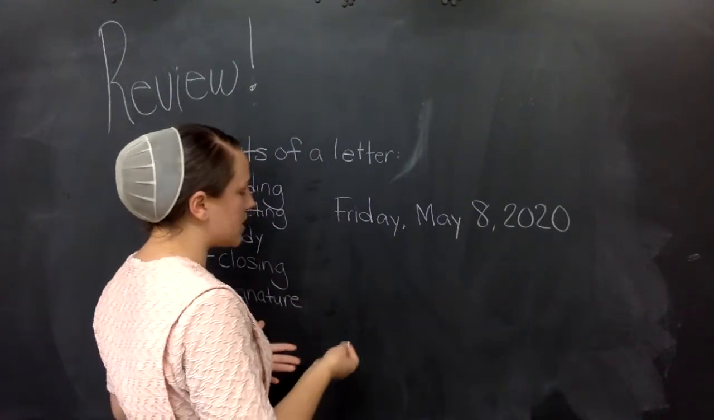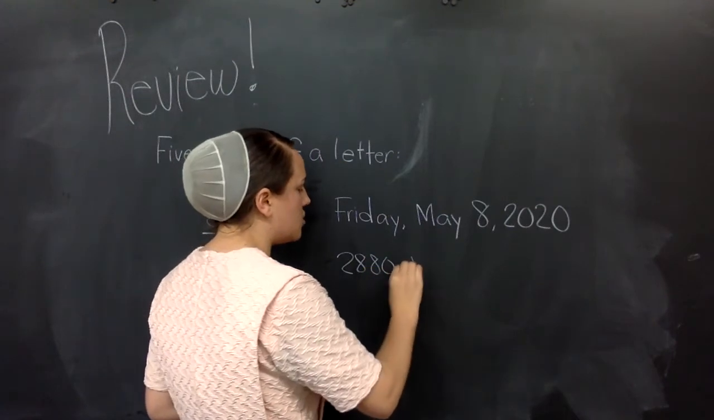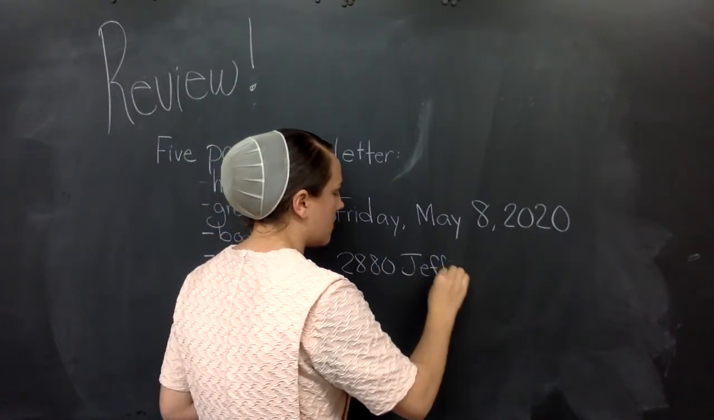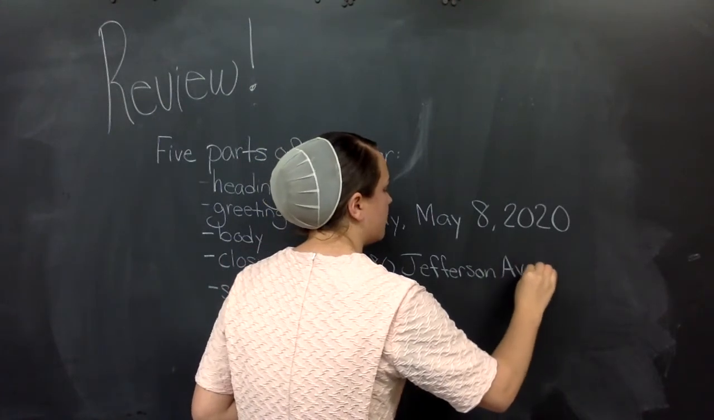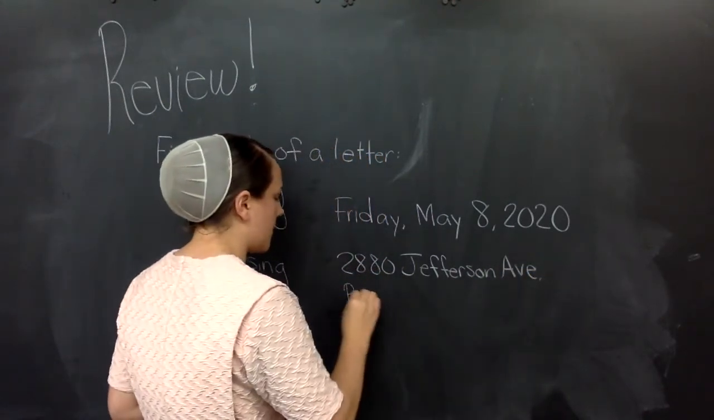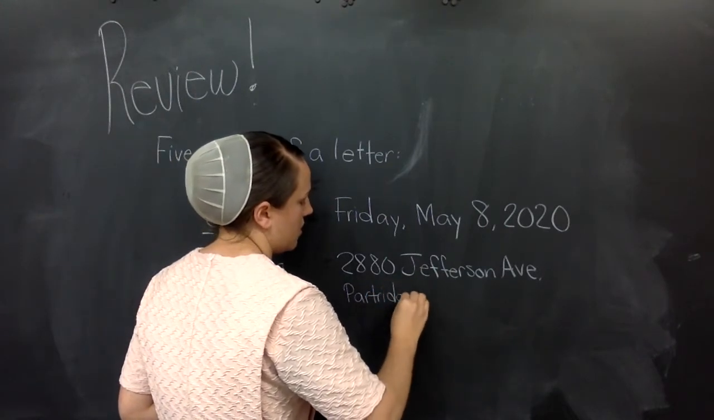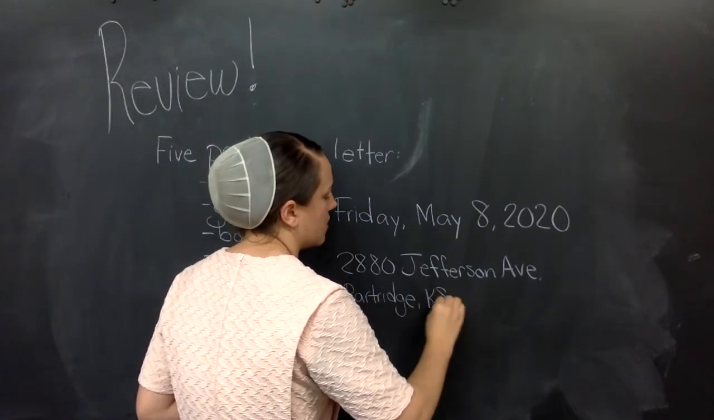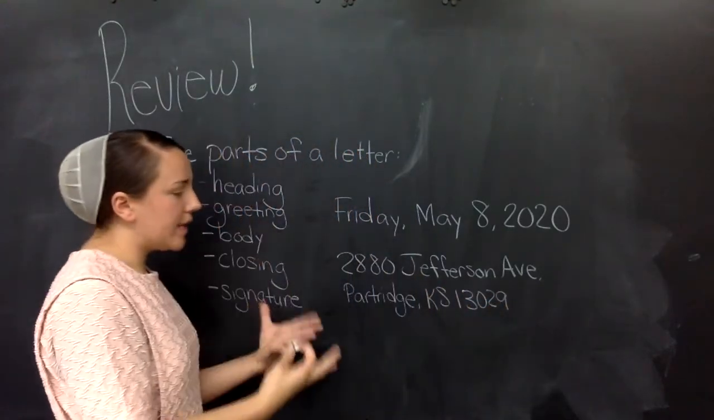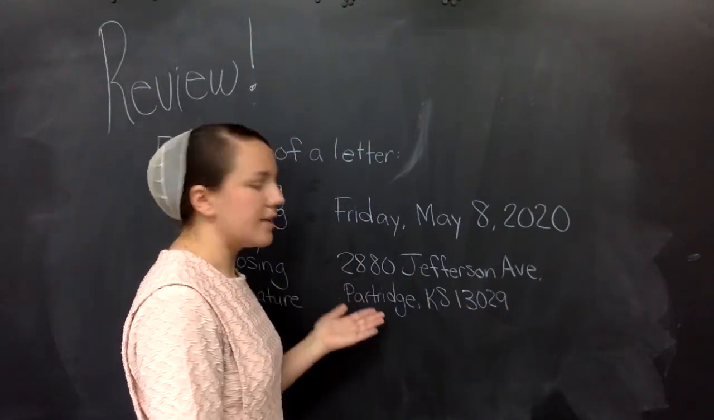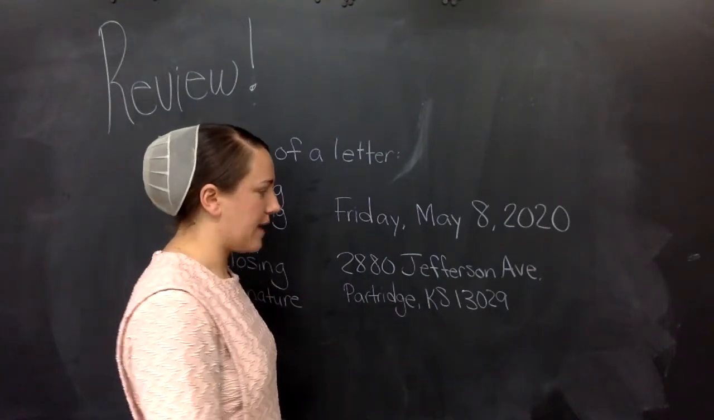Now, when you have an address that you're writing, I'm just going to make up an address, 2880 Jefferson Avenue, Partridge, Kansas, 13029. Okay, you need to have a comma between the city and the state, or the town and the state. Remember that.